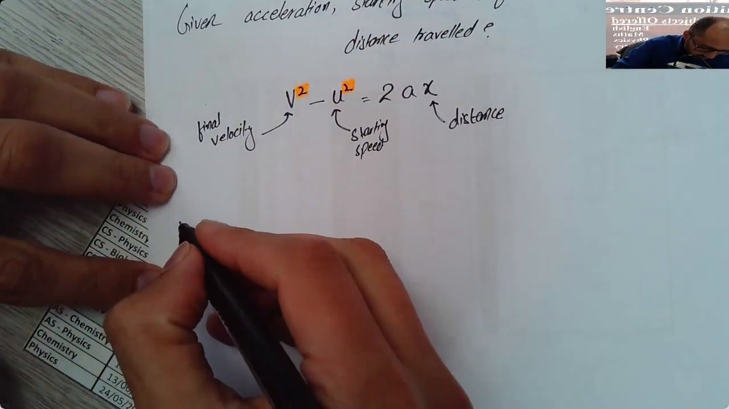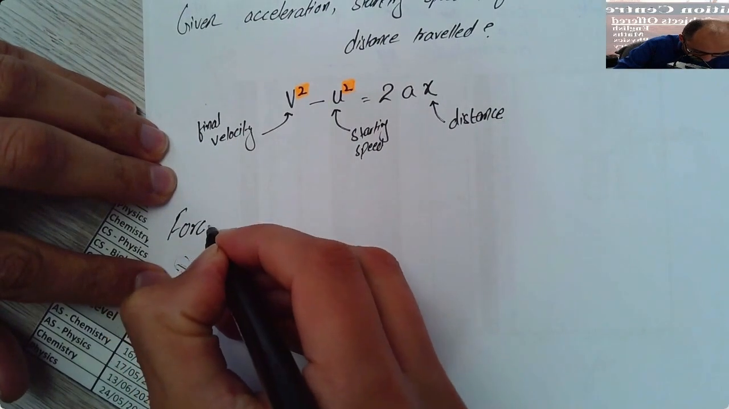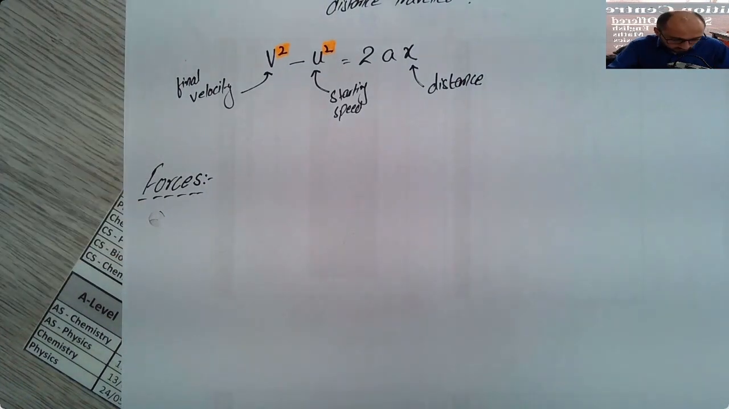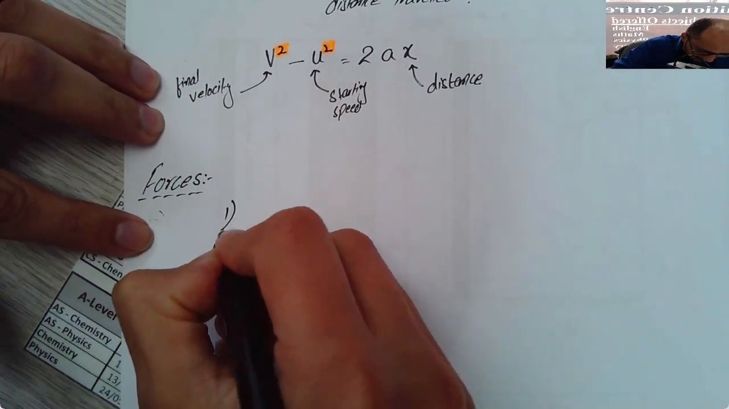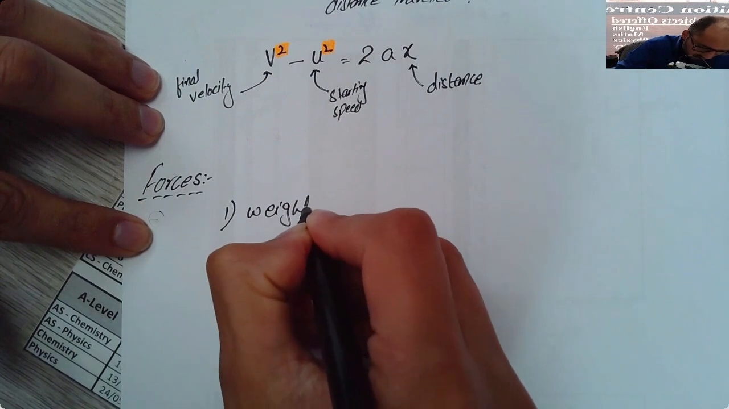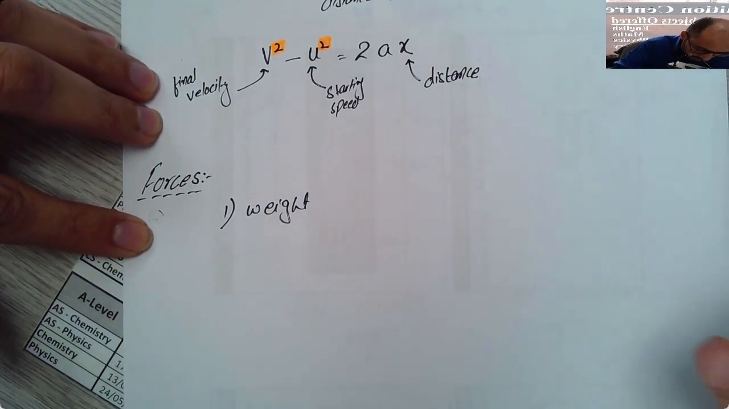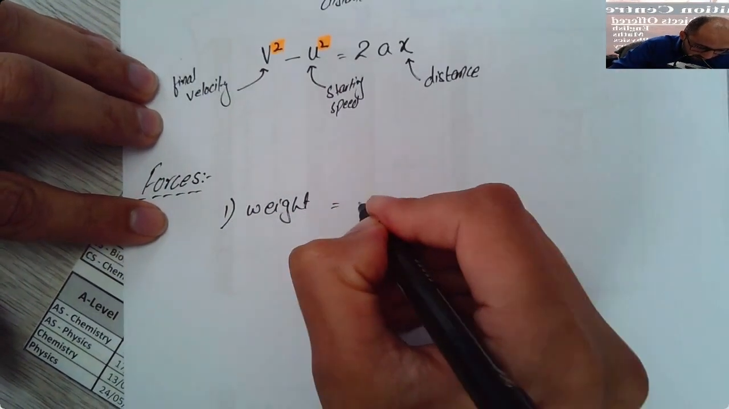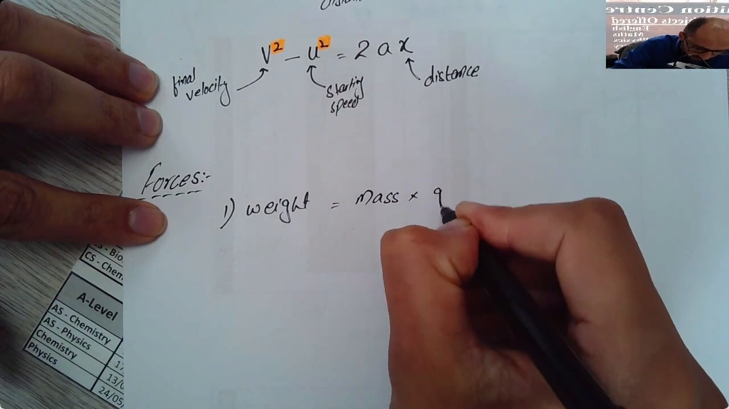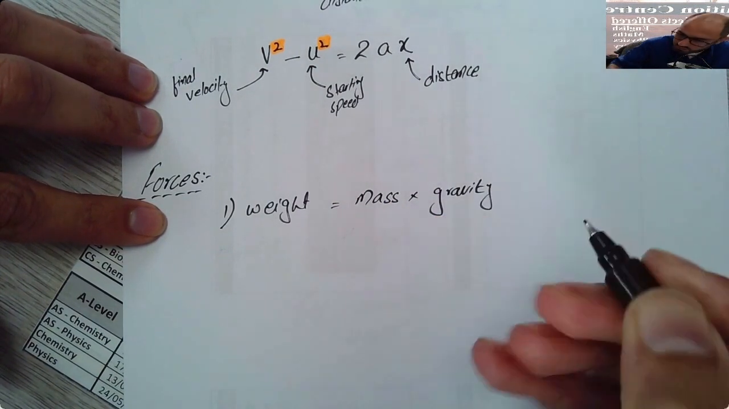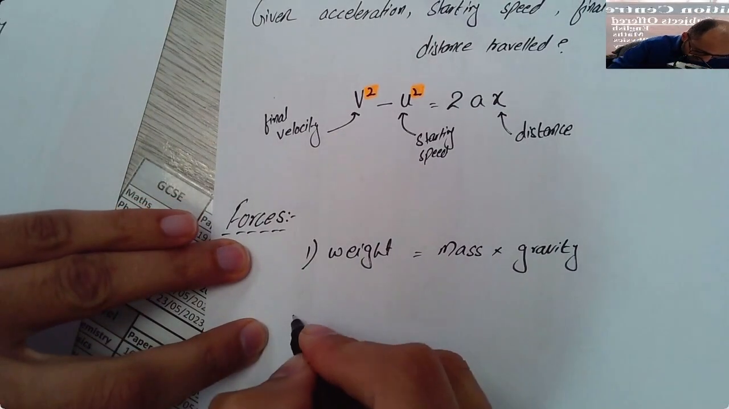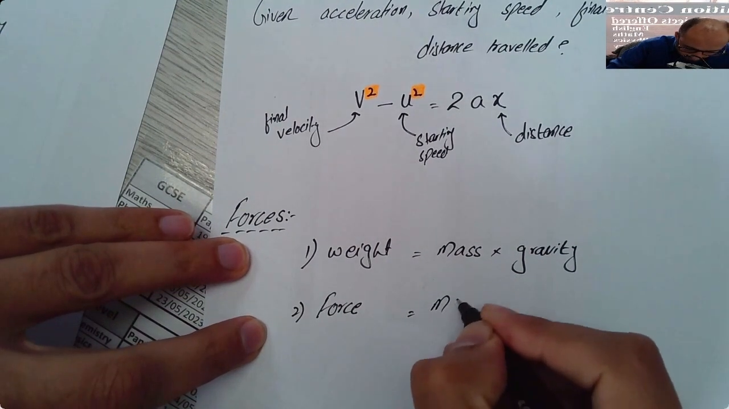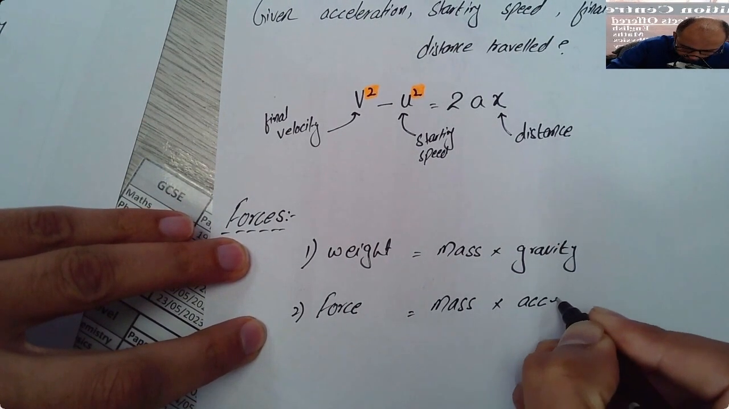Now let's move on to the second part of this topic, which is forces. So what is it that you need to know on this section, forces? First one I can say is you need to know weight. Weight is the force that objects experience due to gravity, and there's an equation for it. Weight equals mass times gravity. Okay, number one, weight. Second equation is force, which is resultant force, equals mass times acceleration.